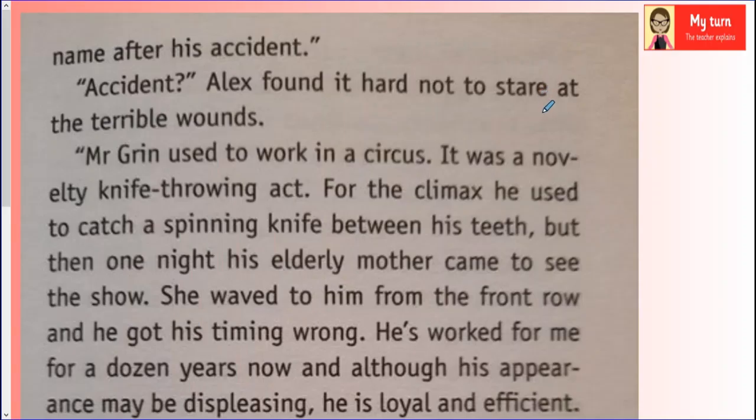He changed his name after his accident. Accident? Alex found it hard not to stare at the terrible wounds. Mr. Grin used to work in a circus. It was a novelty knife-throwing act. For the climax, he used to catch a spinning knife between his teeth, but then, one night, his elderly mother came to see the show. She waved to him from the front row, and he got his timing wrong.